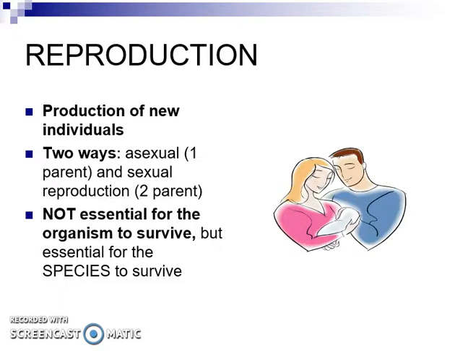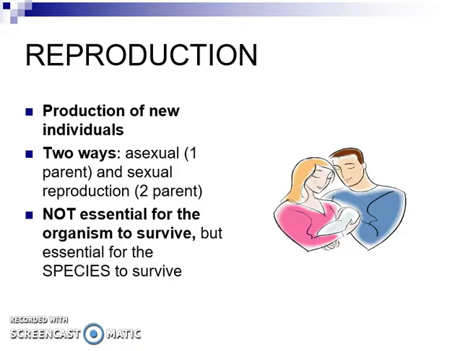Reproduction, production of new individuals. There are two ways. Asexual reproduction refers to one parent. All of the offspring will actually be genetically identical to the parent if they're asexually reproducing. And the other form is sexual reproduction using two parents, which are getting half the genetic information from parent one and half the genetic information from parent two, resulting in a new genetic combination.